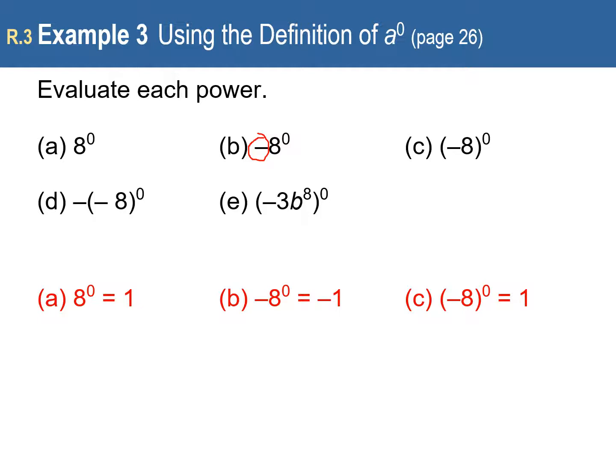For D, -8 to the 0 is -1. And then E, all of this mess to the 0 is just 1, as long as b does not equal 0.